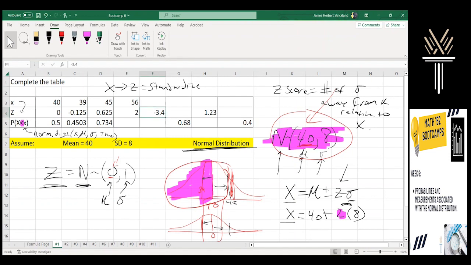So this minus 3.4 then means that we have our mean of 40, and we're going to take away 3.4 of our deviations to get the actual observation, 12.8. And if you check it with standardize, you'll see that the standardize of 12.8 comes out as negative 3.4. Likewise, this 1.23 means I have my mean plus, because 1.23 is positive, 1.23 times the number of deviations, which is 8. 49.84 is the actual observation.